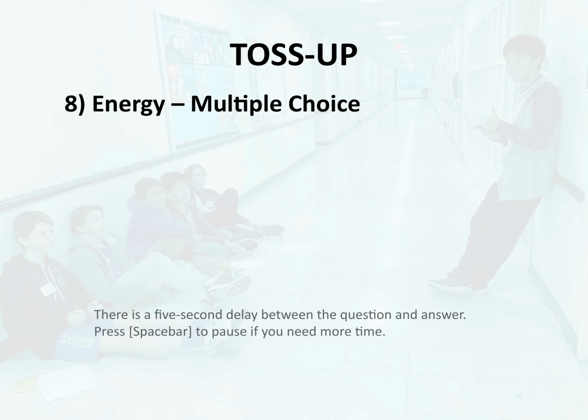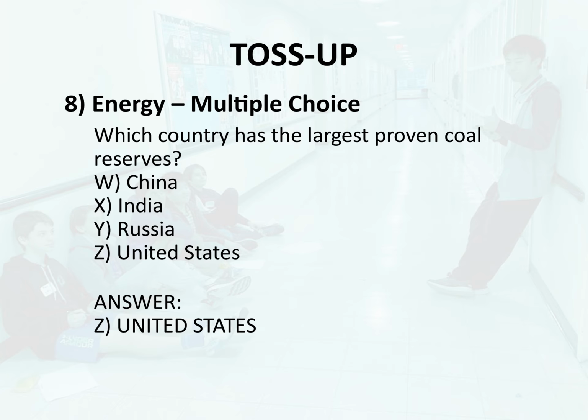Toss-up 8. Energy, multiple choice. Which country has the largest proven coal reserves? W. China. X. India. Y. Russia. Z. United States. Answer: Z. United States.